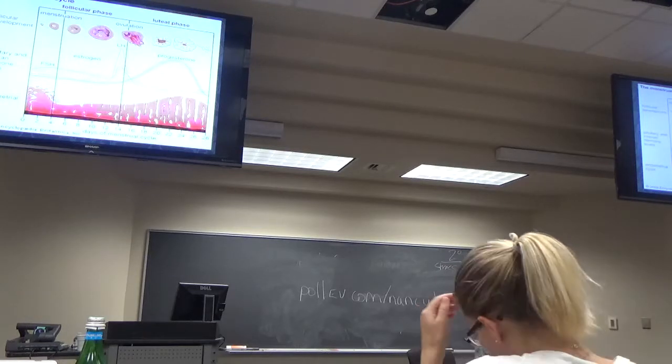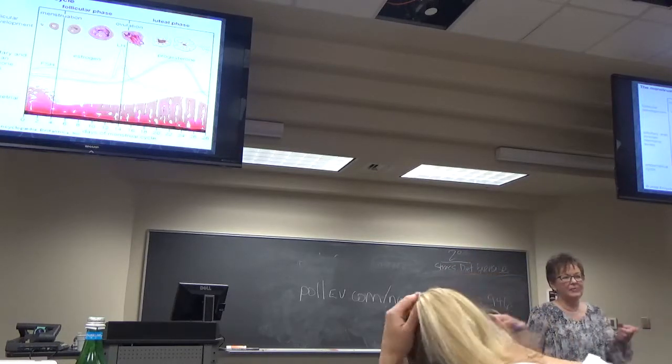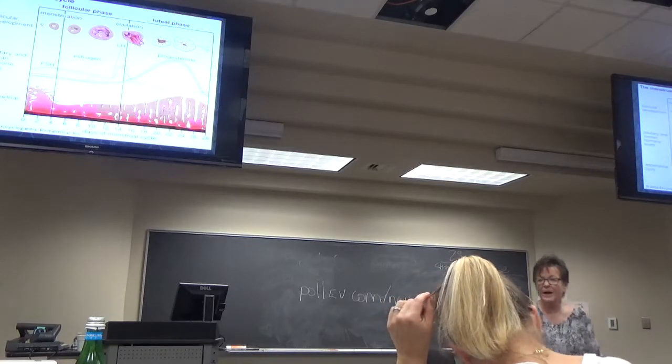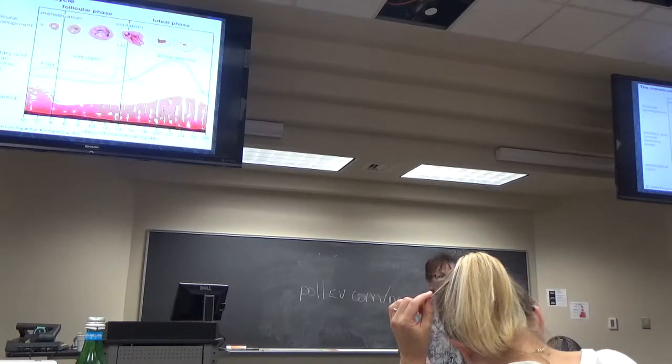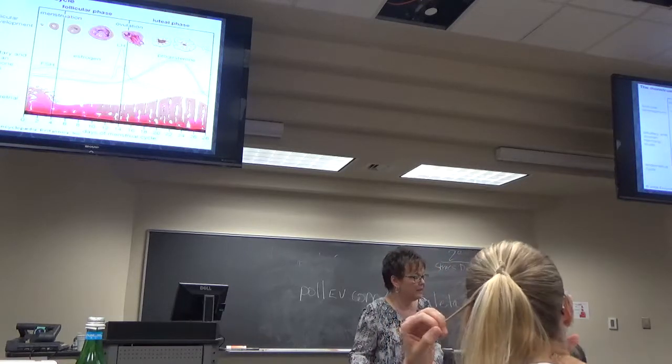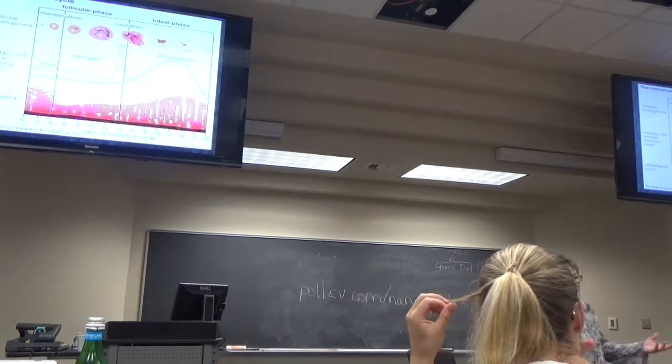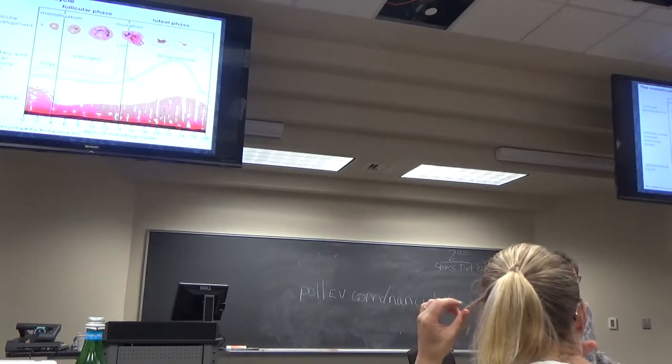IUDs would be another with high inherent efficacy. There's very little that women have to do. We can teach them how to check a string and check placement. Expulsion is most likely to take place after a cycle. So we could teach them to do that, but really they don't have to do very much.